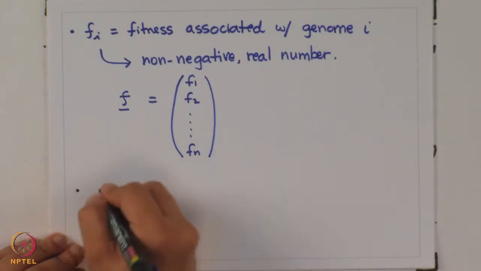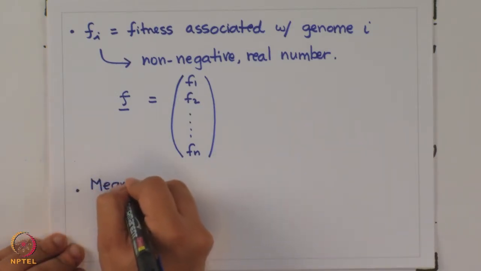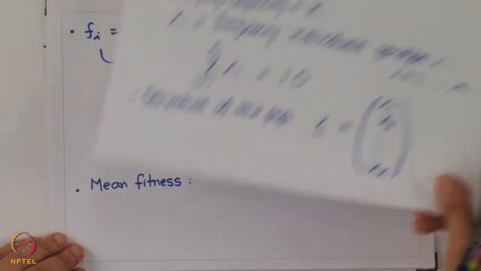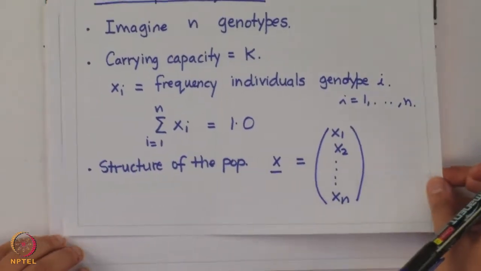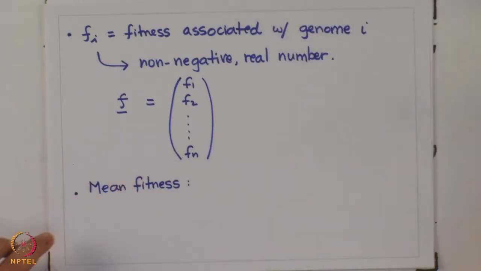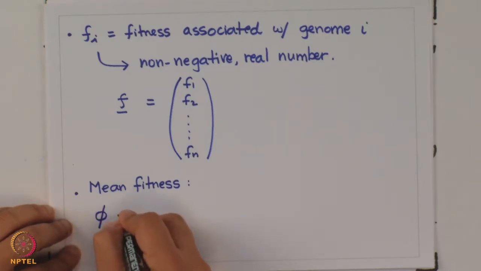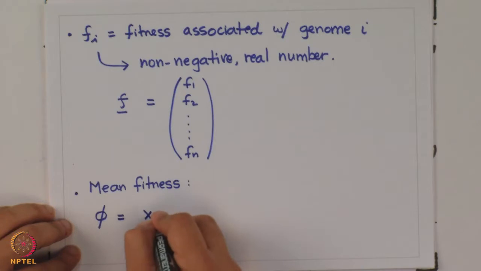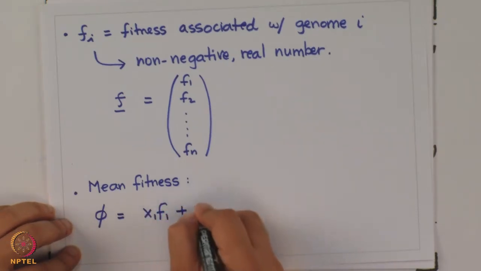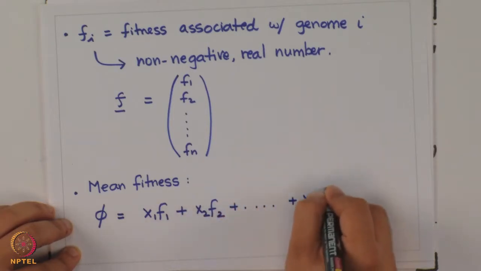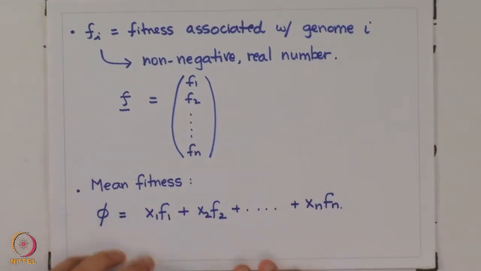So, first thing that we note is what is the mean fitness of the environment if the structure of the population is defined by this vector x and the fitness corresponding to each genotype is defined by this vector f. Mean fitness, which is what we have been calling phi so far, will then be equal to x1 times f1 plus x2 times f2 going all the way up to xn times fn. So, it is just a weighted mean of all the fitnesses, with the weights being equal to the frequency of that particular genotype that exists in the population.